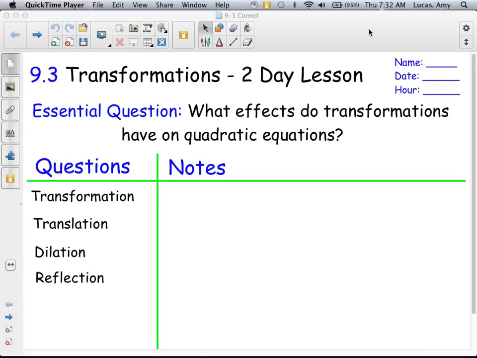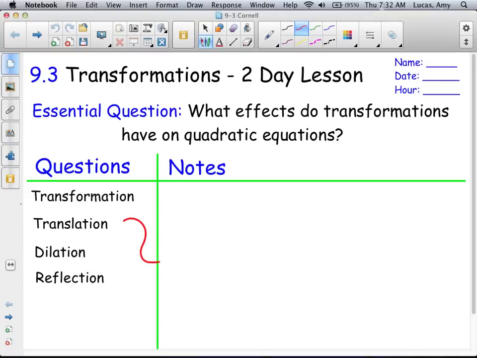A transformation, you learned in pre-algebra about transformations, and there are a variety of different types of transformations. All 3 of these are types of transformations. A translation is also known as a slide. It's when a figure stays the exact same size and shape, but slides to a different location on a coordinate plane. A dilation is a size change, where something gets bigger or smaller.